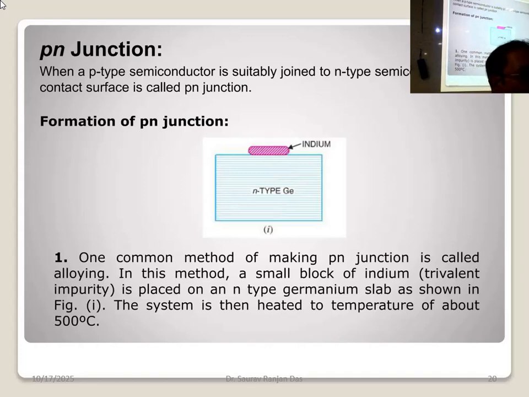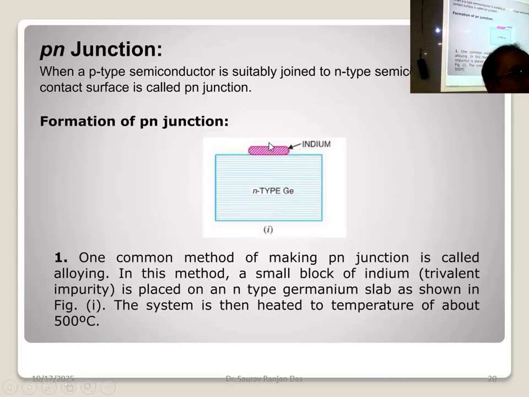Why do we need to learn it? You must understand first. We need to learn p-n junction because it is used as a diode. A p-n junction is a diode. Now we will see how we make it. We take a block of germanium.